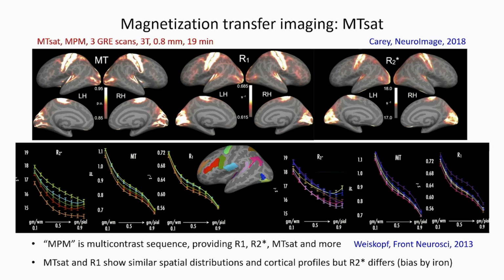So again, naturally you get T1 map image information. It also delivers this R2 star, which is magnetic susceptibility contrast. As you can see, they all show a pretty similar distribution of the myelin in the cortex. And also, if you choose an ROI and see how the profile changes from the surface of the cortex to the gray and white matter boundary, they also look pretty similar between R1 and MT, but a little bit different in R2 star, probably because of the biases of the iron concentration there.